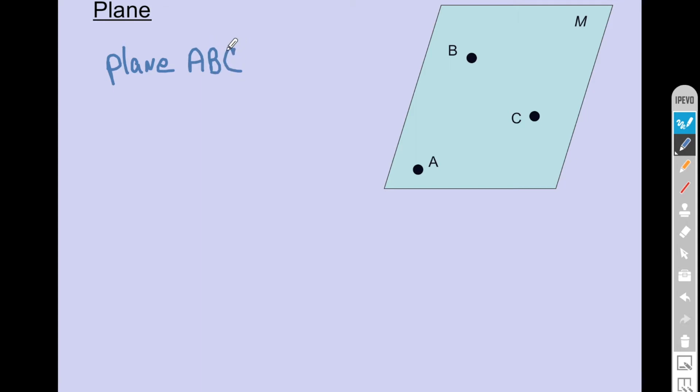Now there are 6 different ways you could have organized this, right? Plane ABC. You could have also named this, and you have to write out the word plane, plane CBA. And there are multiple other ways of organizing those letters. That's just 2 examples. Now using this scripted letter up here, we could also call this plane M.